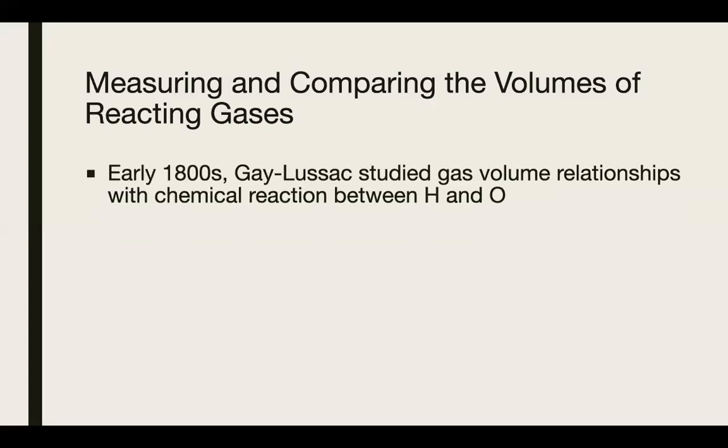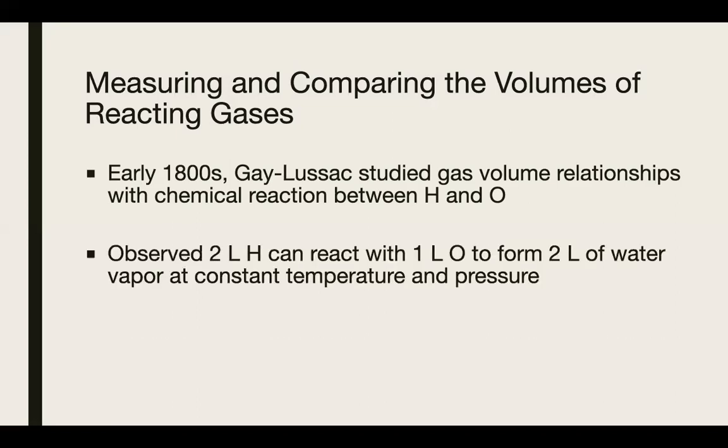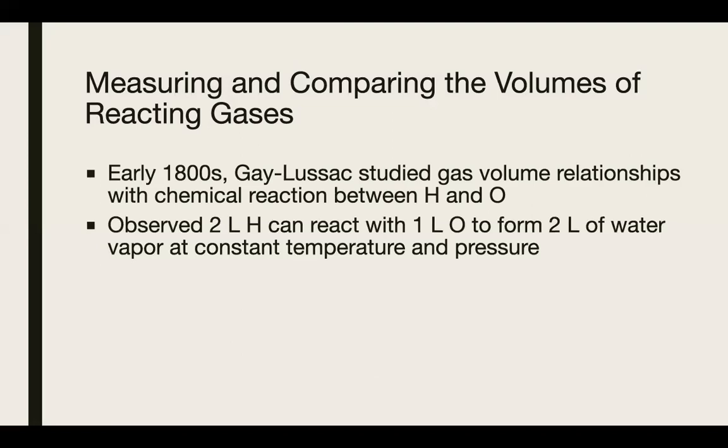So in the early 1800s, Gay Lussac was studying gas volume relationships when he was looking at the reaction between hydrogen and oxygen. He observed that 2 liters of hydrogen can react with 1 liter of oxygen to form 2 liters of water vapor.